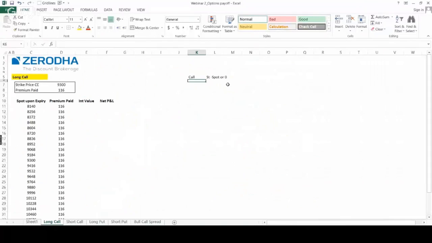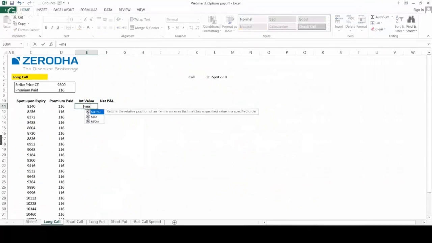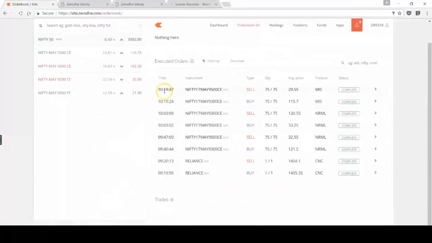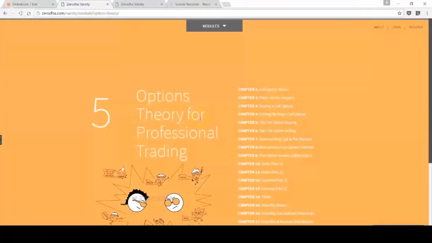So for a call option, the formula to find out the intrinsic value is max of the strike minus the spot or zero, right? So guys, I will not go into explaining why the intrinsic value formula is this. I've already done that in Zerodha Varsity. Please go through the options module there. It's a pretty exhaustive module.